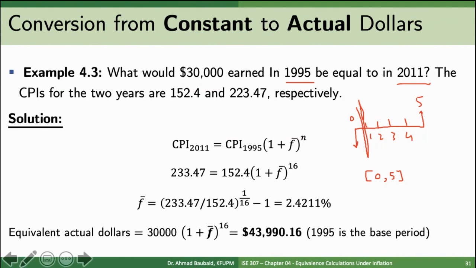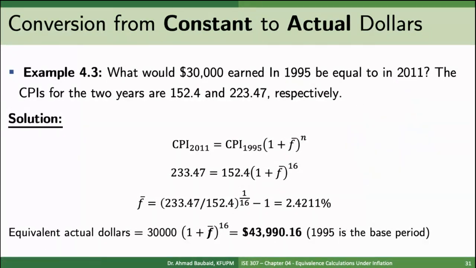Okay, let me restart. Let me go back from the beginning. If you're at time period 0, and I ask you for something after 5 years, then how many years do we have? It's just 5 minus 0 in this case, right? And similarly here, if I'm at 1995, so this is like my time 0, and I want to find how many years, I need to count how many jumps I make.